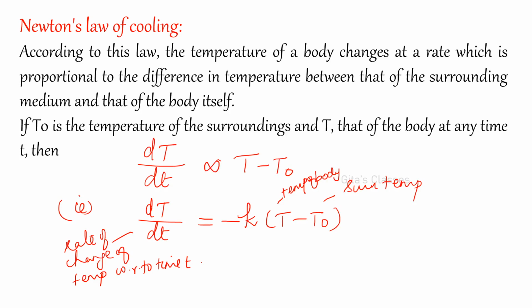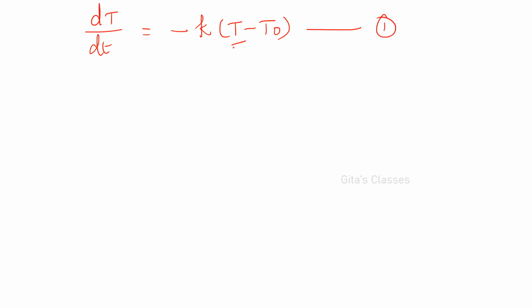Now we are going to solve this equation. This is the equation for Newton's law of cooling. I'll rewrite again: dT by dt is equal to minus K into T minus T0. What do you find from this? We observe that capital T is the variable. Of course, T0 is the surrounding temperature.